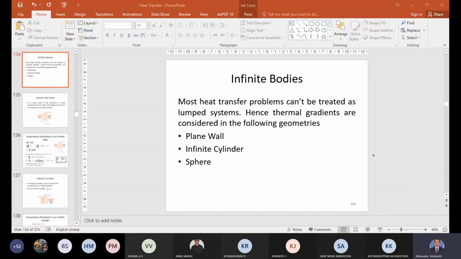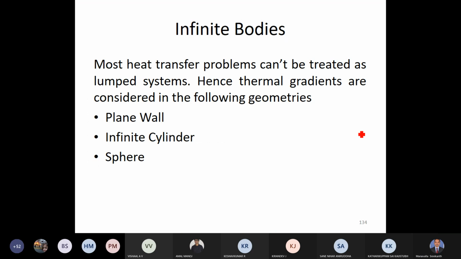The first one in transient is lumped. The second one is infinite body. This also we can call it as lumped body or lumped solid. And the third one is a semi-infinite.